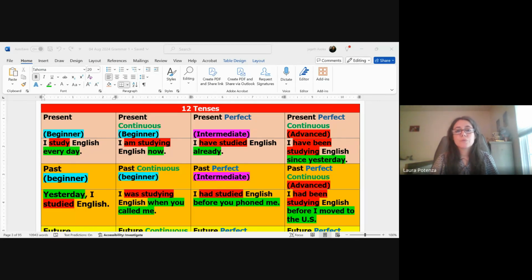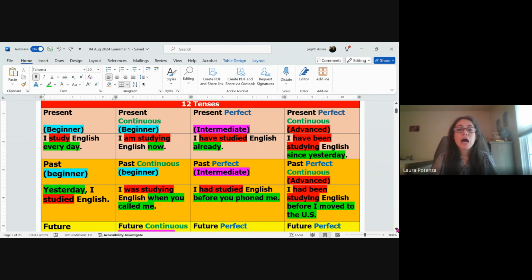So in this section, we're going to continue going over the 12 tenses, and the table here is a summary. So I'm going to go through it. Present tense: I study English every day. Present continuous: I am studying English now. Present perfect: I have studied English already. Present perfect continuous: I have been studying English since yesterday.